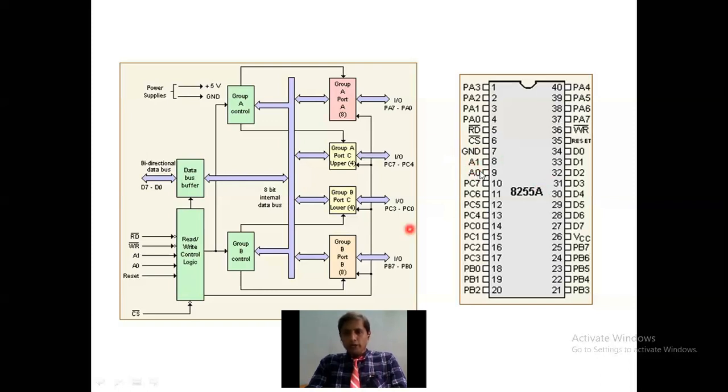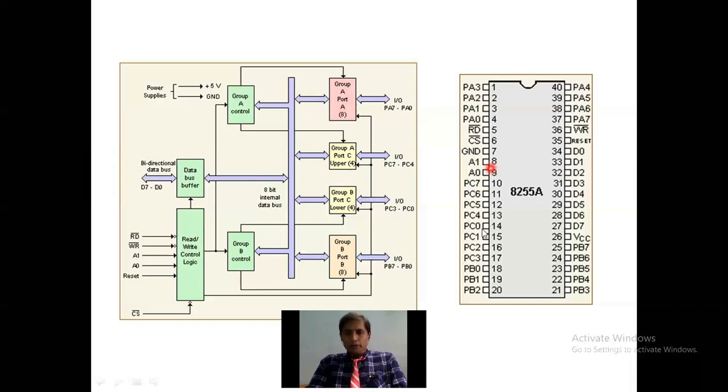For example, if A0 and A1 are both 0, 0, then we get port A selection. If it is 0, 1, then port B selection. If it is 1, 0, port C selection. If it is 1, 1, then control word register. So based on A0 and A1, we can select ports or the control word register. Because of 2 inputs, we have 4 combinations. So 3 ports, port A, port B, port C, and the control word register, we can select easily based on these 2, A0 and A1.